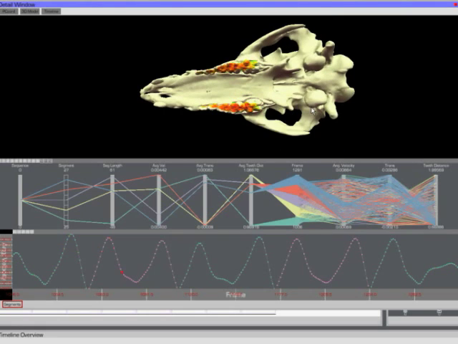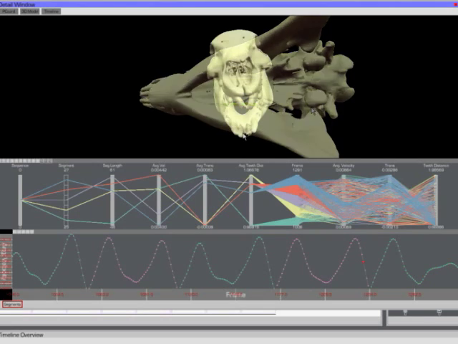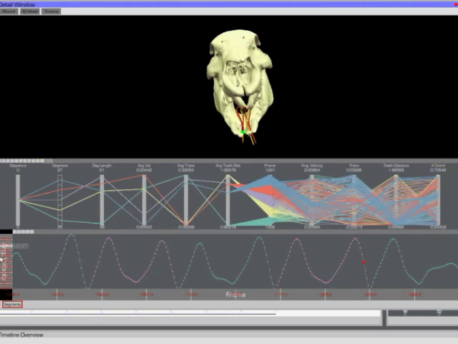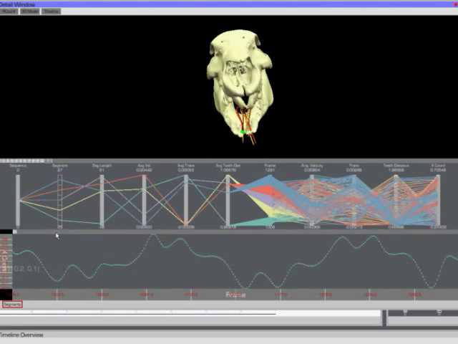Then the user hides the jawbone and animates the display. From this perspective, the researcher can clearly see the bilateral nature of the pig's chew cycles. Additionally, by setting a tracer on the model, the researcher can immediately graph the Cartesian coordinates of the tracer on both the parallel coordinates view and the timeline view.